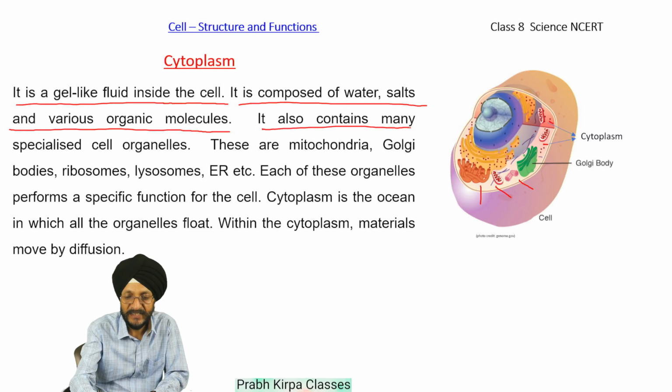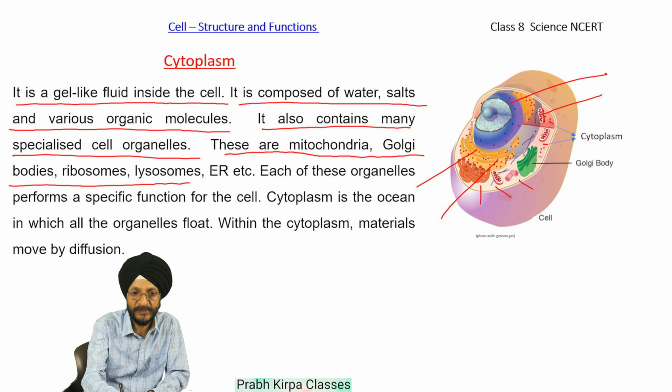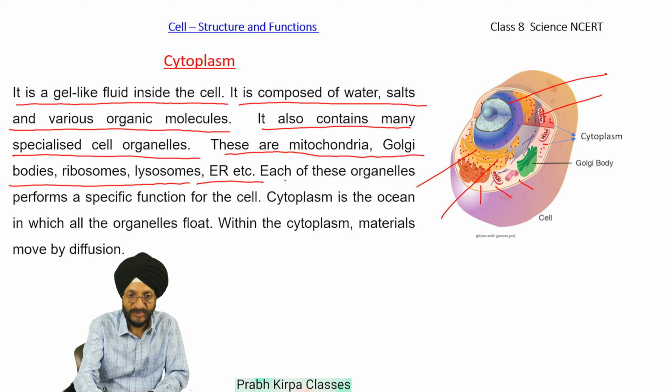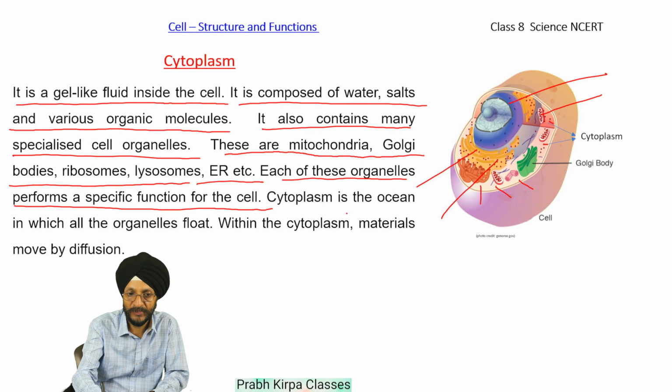Cytoplasm also contains many specialized cell organelles. You can see here the nucleus, mitochondria, endoplasmic reticulum, Golgi bodies, and ribosomes. So these organelles are mitochondria, Golgi bodies, ribosomes, lysosomes, endoplasmic reticulum, etc. Each of these organelles performs a specific function for the cell. Cytoplasm is the ocean in which all the organelles float.